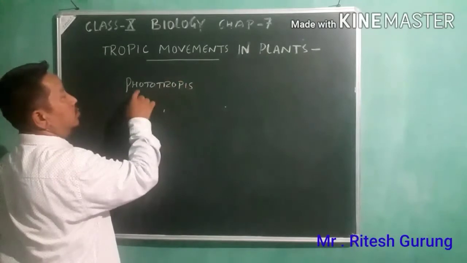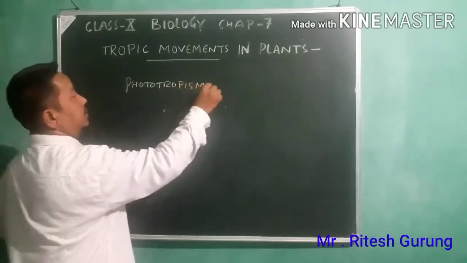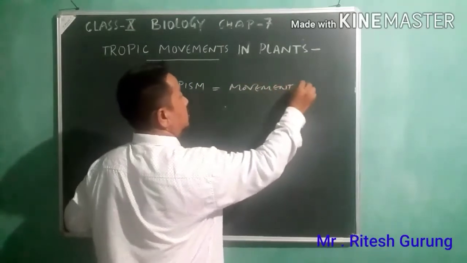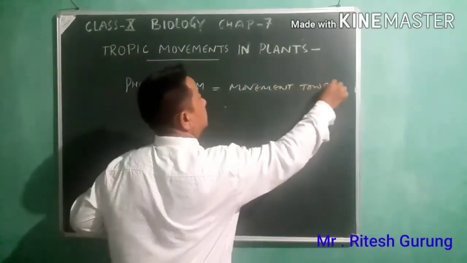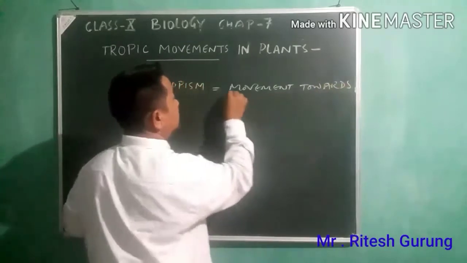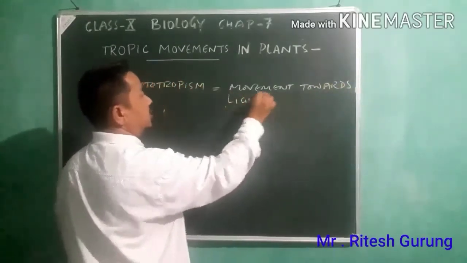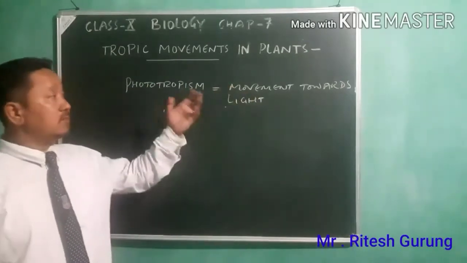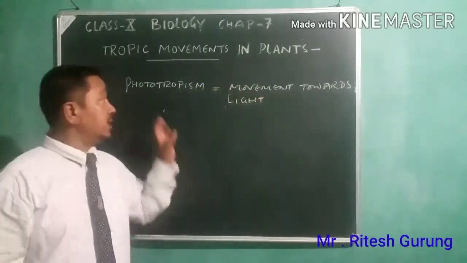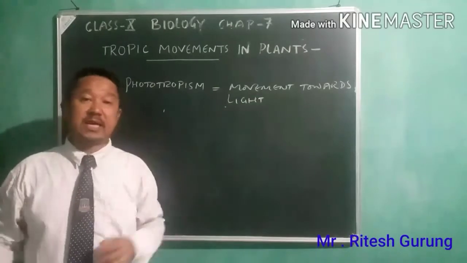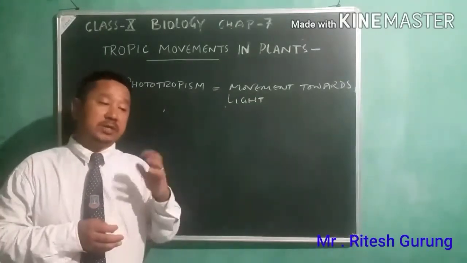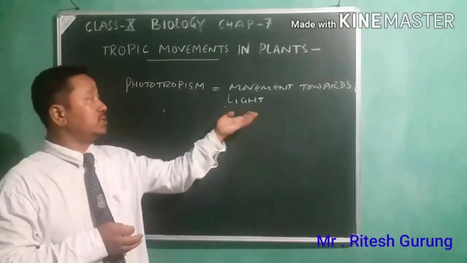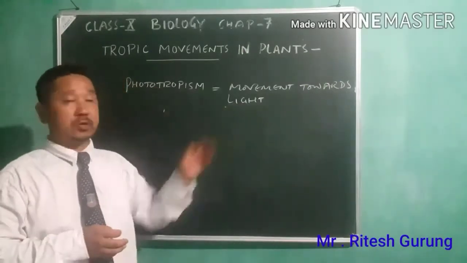Phototropism. That means movement towards light. Okay, movement towards light. Movement means response of a plant towards the source of light. That is called phototropism. Photo means light, and tropism means the response or the movement towards something. So towards means out here the light. So phototropism. Okay.